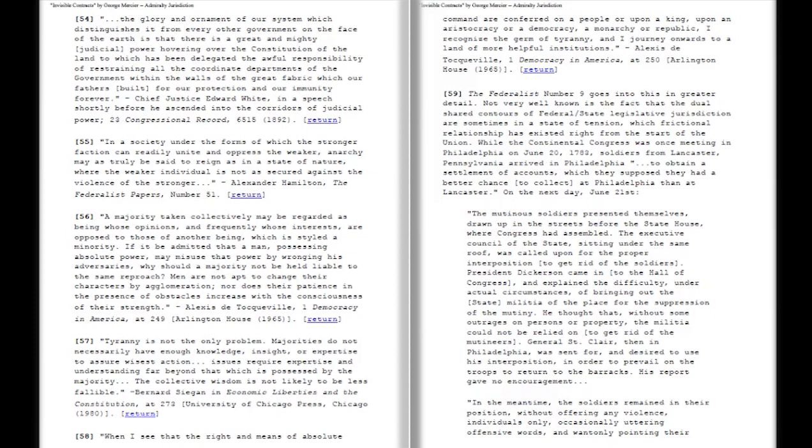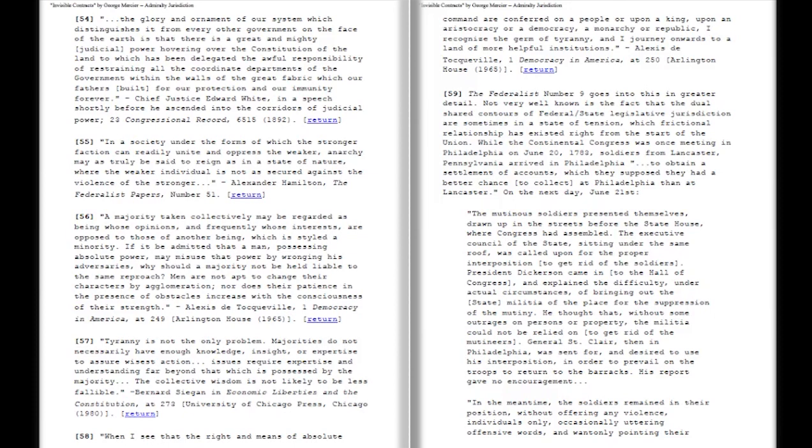The Executive Council of the state, sitting under the same roof, was called upon for the proper interposition to get rid of the soldiers. President Dickinson came into the hall of Congress and explained the difficulty, under actual circumstances, of bringing out the state militia of the place for the suppression of the mutiny. He thought that, without some outrages on persons or property, the militia could not be relied on to get rid of the mutineers. General St. Clair, then in Philadelphia, was sent for, and desired to use his interposition, in order to prevail on the troops to return to the barracks. His report gave no encouragement.